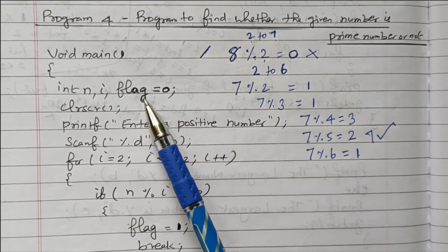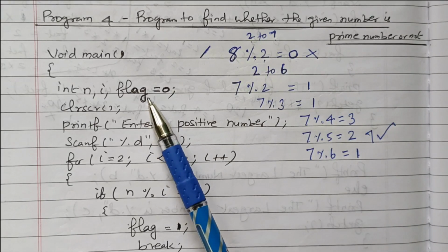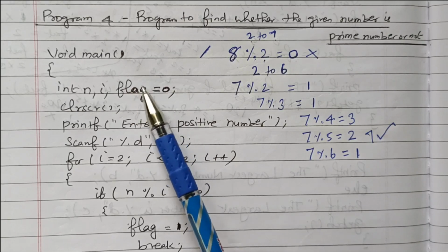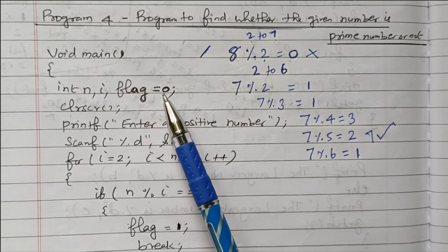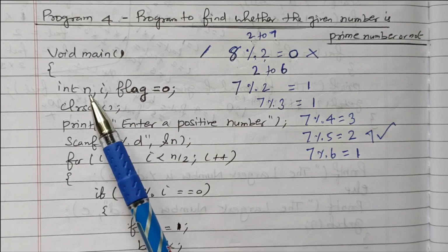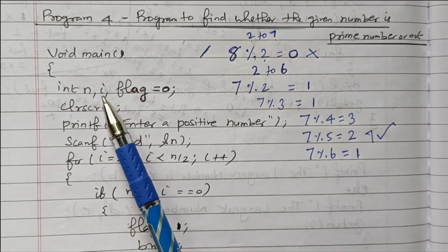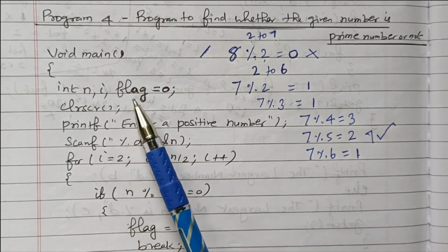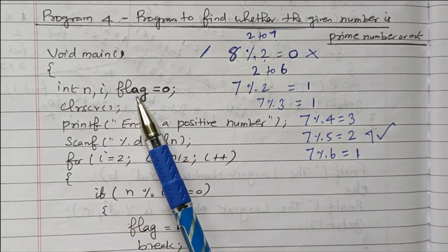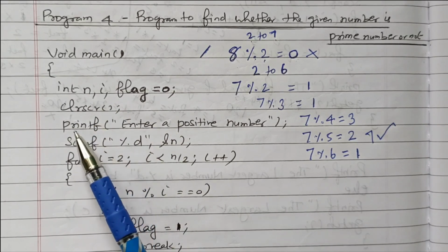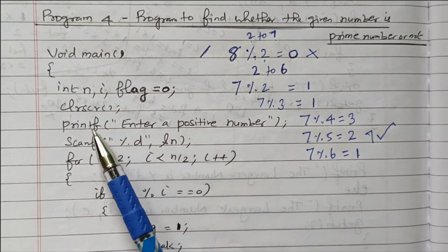So the flag is used to identify when it is divided; we can make this variable change. By changing this, we can easily identify. So initially flag is equal to 0. n is the number we need to identify as prime or not, i is used for the loop, and flag is used for indication. Then after clear screen, we ask the user to enter a positive number, right?